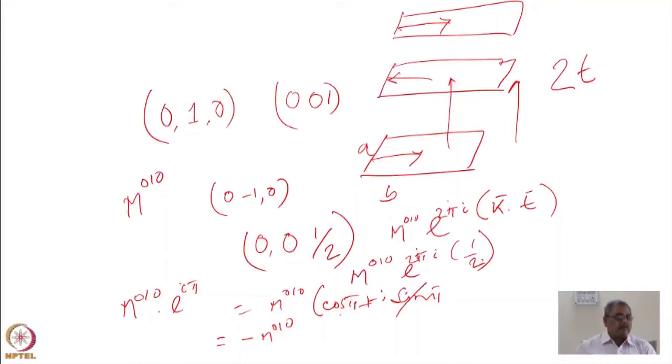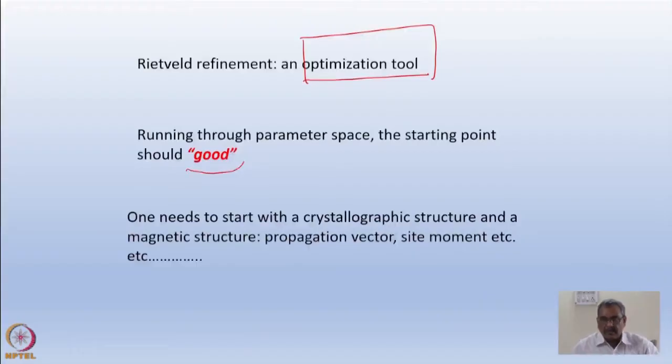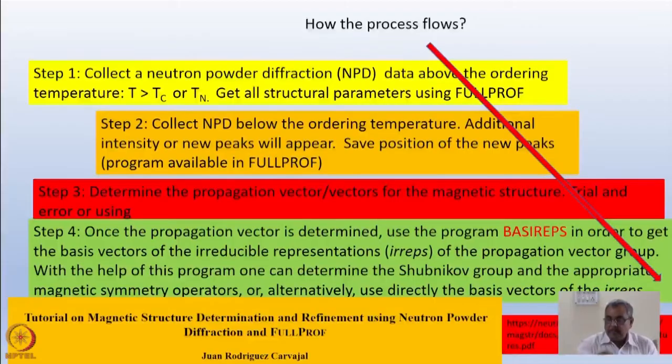So I'll discuss those things when the time comes. So it's an optimization tool, and so one needs to start with a crystallographic structure and a magnetic structure. That means a magnetic structure, a propagation vector, site moments, etc. Now, how does the process flow?